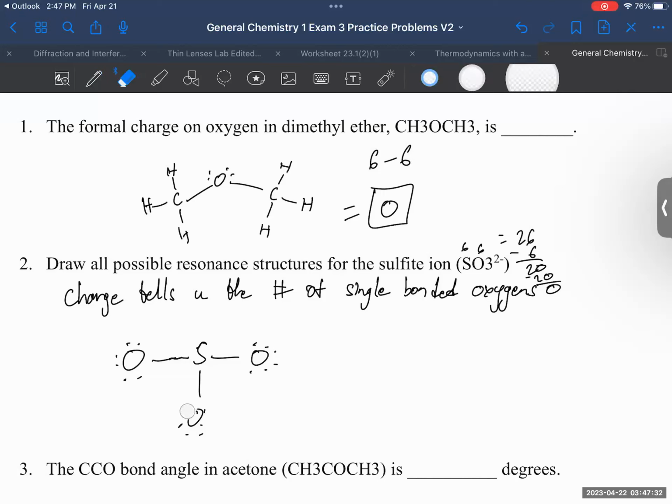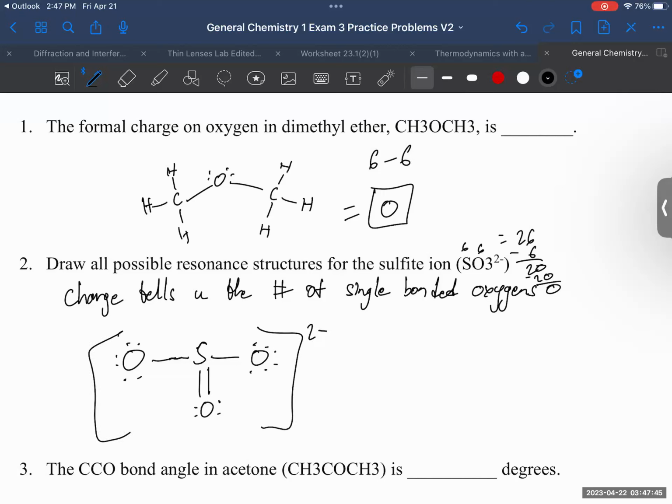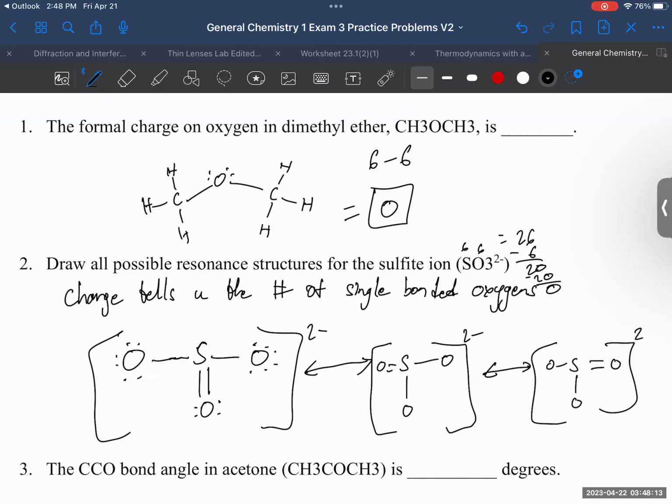It just looks better, like symmetrical. Okay, so we double bonded that one. And we put the charge in brackets, so 2-. All right. Now it says all possible resonance structures. So what do you do? You would make it on the left and then you would make it on the right. Yeah. So double bond O. I'm not going to draw the lone pairs because y'all understand what's going on. 2- here, then here, 2-. Those are all the possible resonance structures you could have.